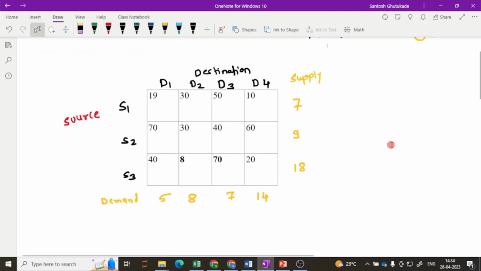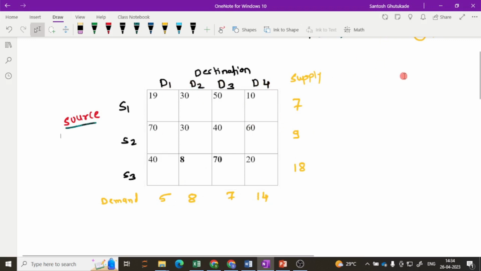This is the problem. Here we have sources S1, S2, S3, and destinations D1, D2, D3 and D4. Source 1 supplies 7, source 2 supplies 9, source 3 supplies 18. Similarly, the demands of destinations D1, D2, D3, D4 are 5, 8, 7, 4.